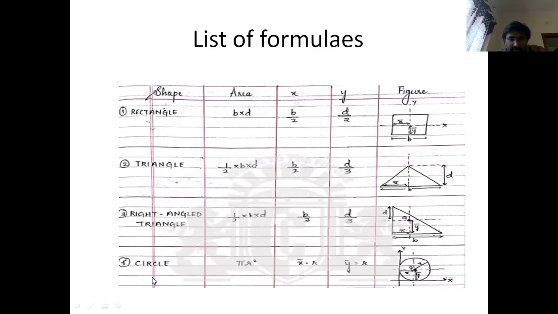The next one will be a circle. What is the area of your circle? That will be pi r square. Here the CG distances of the circle, semicircle and quarter circle are different. Why? Let us say this is the entire circle. I am keeping this circle in the first quadrant. This is the vertical axis, and this one will be the horizontal axis. This entire figure is located in the first quadrant.